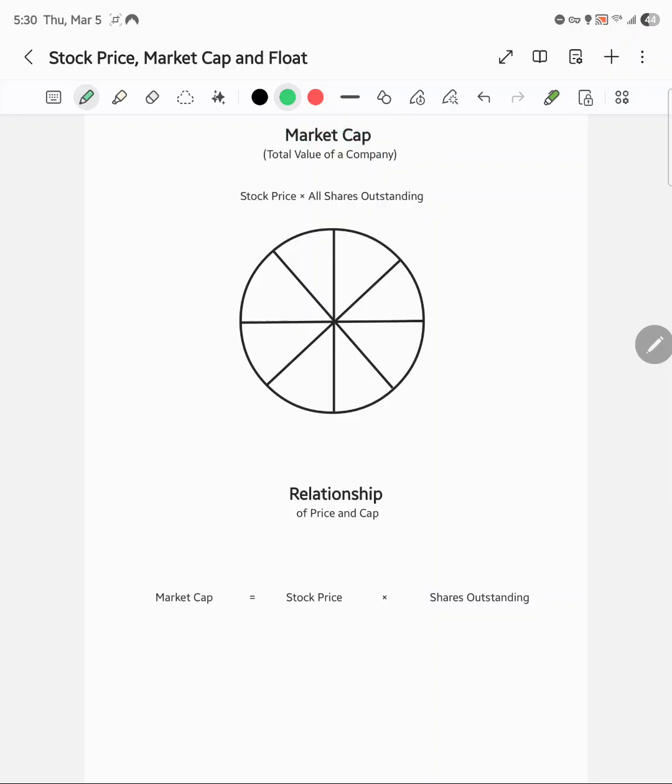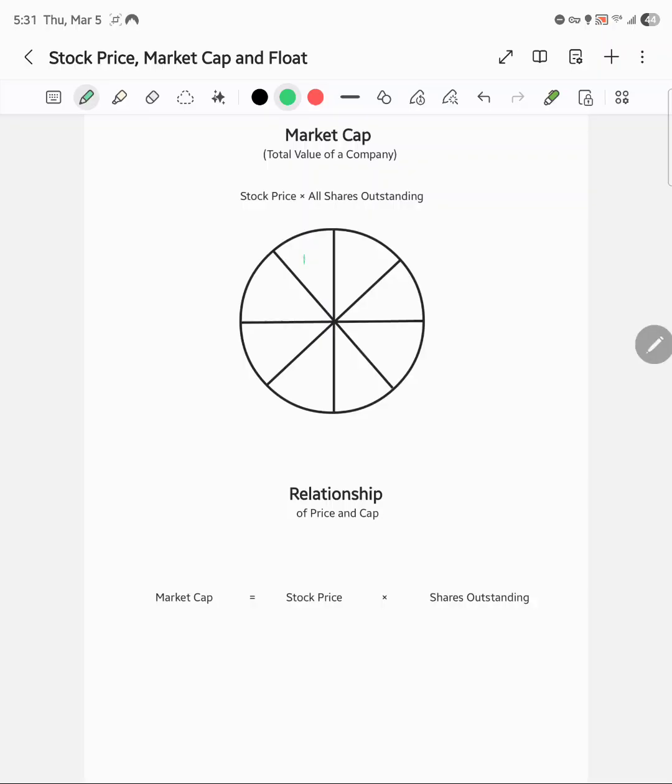Market cap, or in long form, market capitalization, means the total value of the company. Now, how do you calculate the total value of the company? It is the stock price right here times the outstanding shares. This one. Okay? So how does this equate into an example?